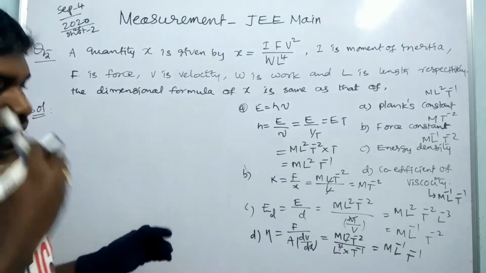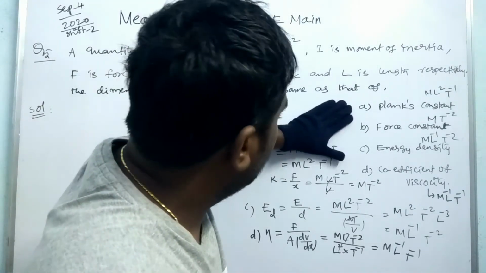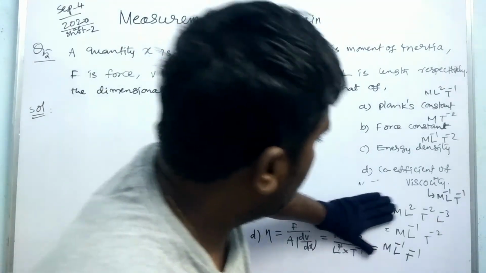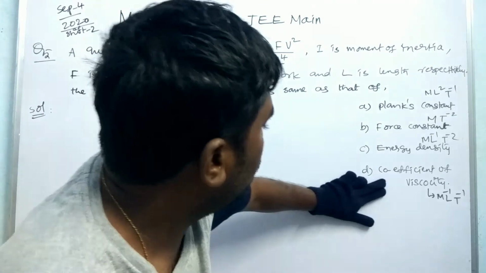So these are the dimensional formulas for all the constants. At first you have to write this. Okay. Right. So now let us see from the given data.